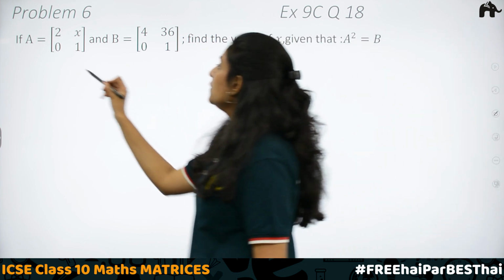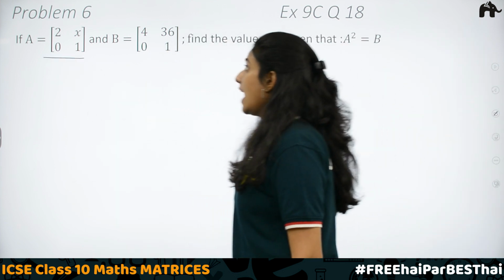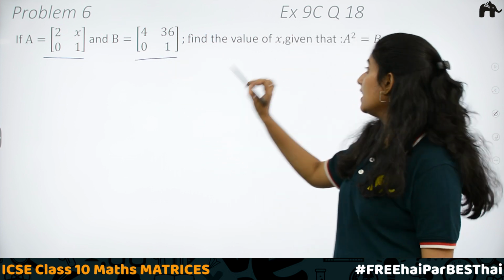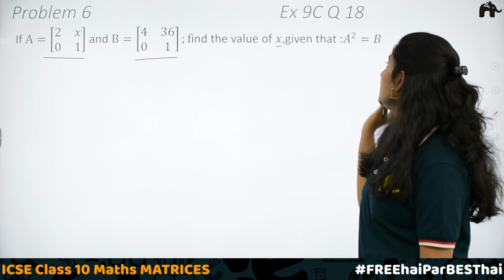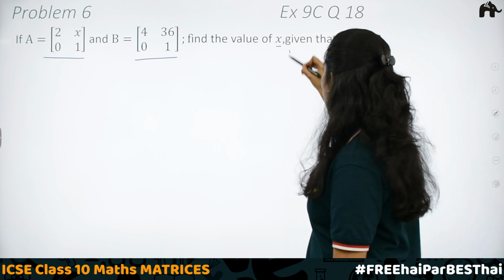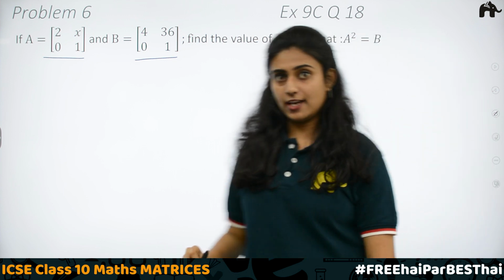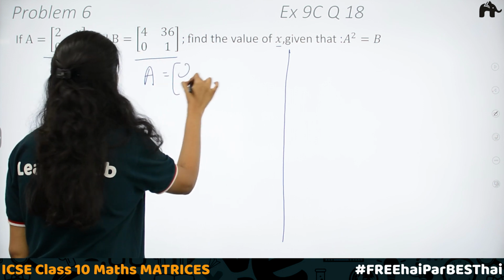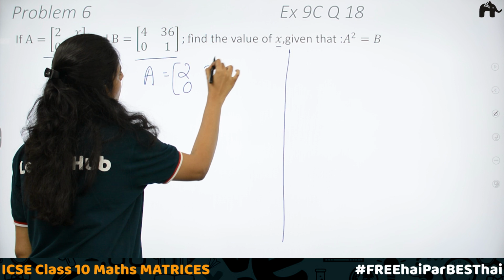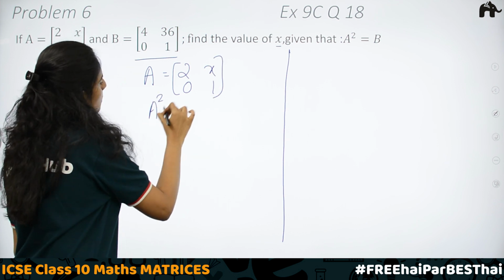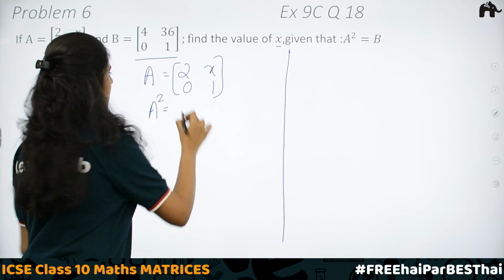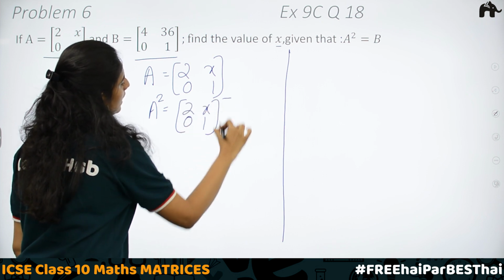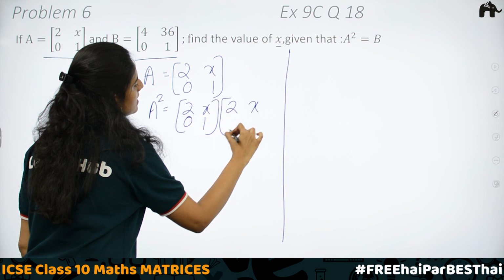If A is equal to [2, x; 0, 1] and B is equal to [4, 3x; 0, 1], find the value of x given that A square is equal to B. Here we have to find A square first. Matrix A is equal to [2, x; 0, 1]. What is A square? Matrix A into matrix A. That is [2, x; 0, 1] into [2, x; 0, 1].